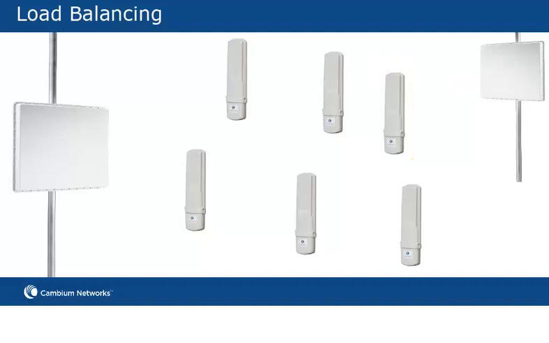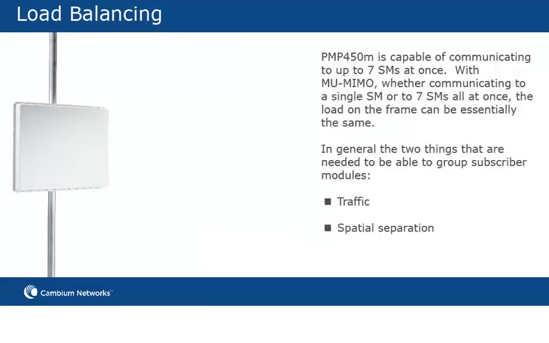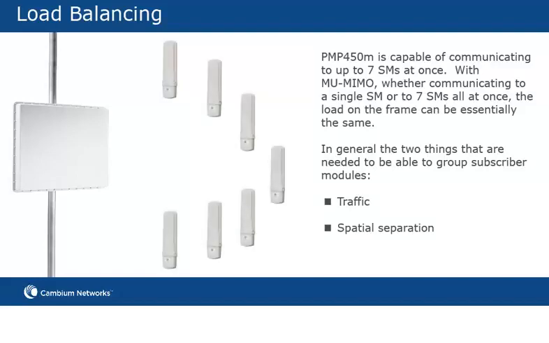With MU-MIMO, it is actually possible to move a troubled subscriber module from one sector to another and improve the performance of both sectors. PMP 450M is capable of communicating with up to 7 SMs at once. With MU-MIMO, whether communicating to a single SM or to 7 SMs all at once, the load on the frame can be essentially the same.